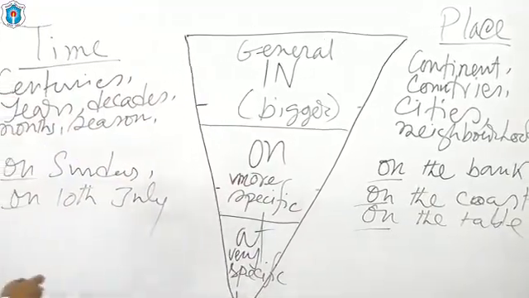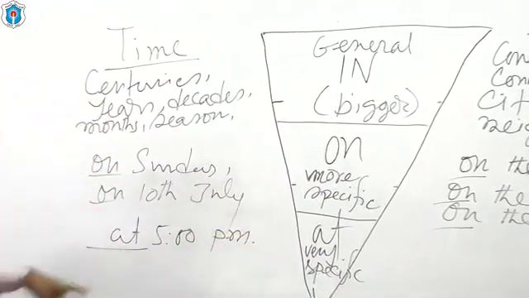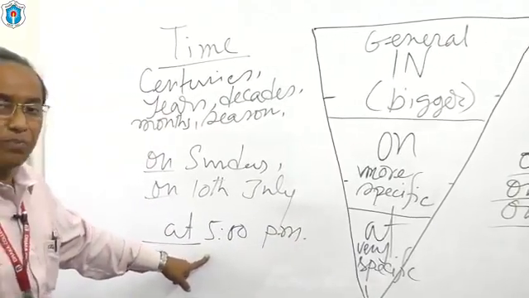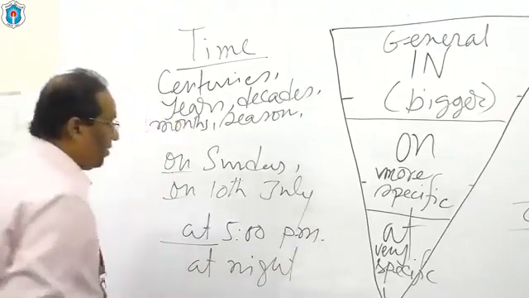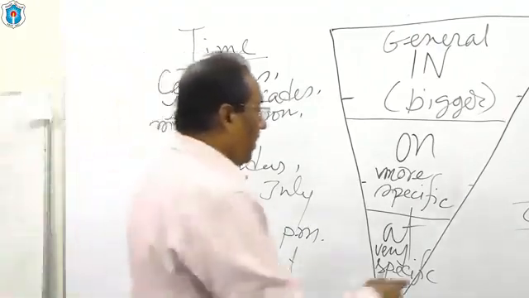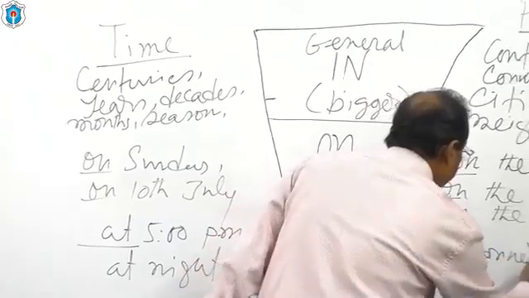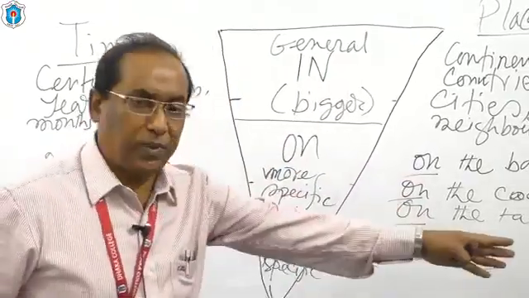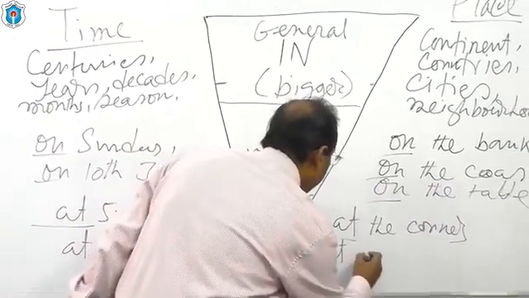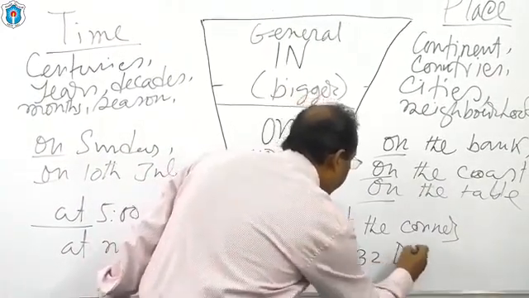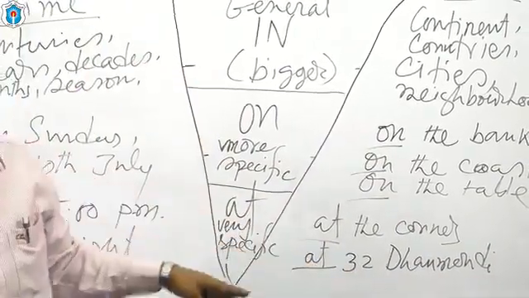And again at 5 p.m. So this is the most specific and smallest. At night, smallest and the most specific. The same way at the corner. At the corner is very specific and the smallest. At 32 Dhanmondi. So this is very specific.